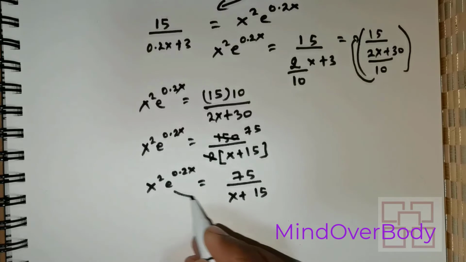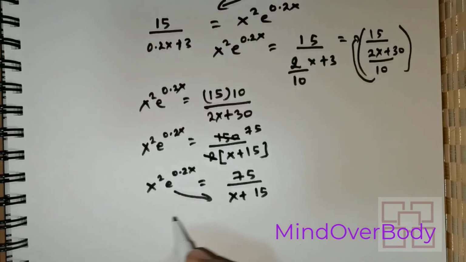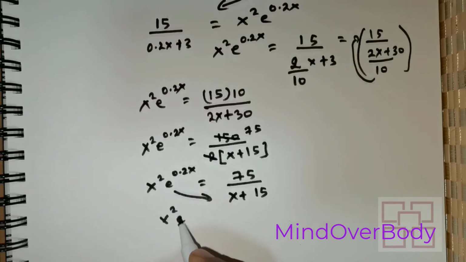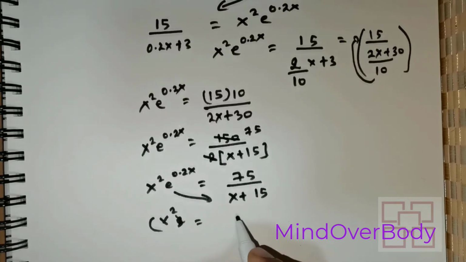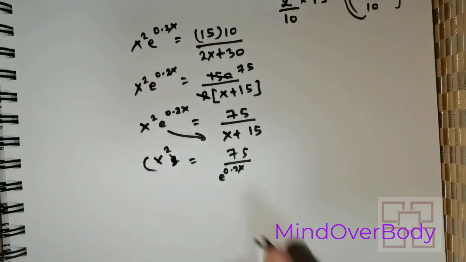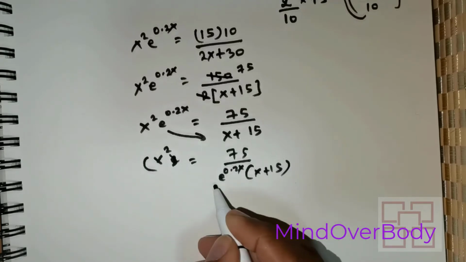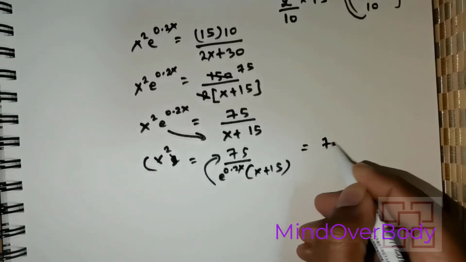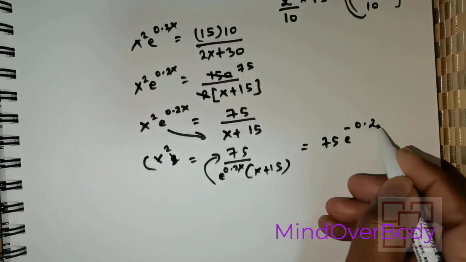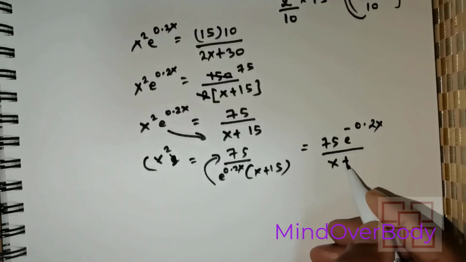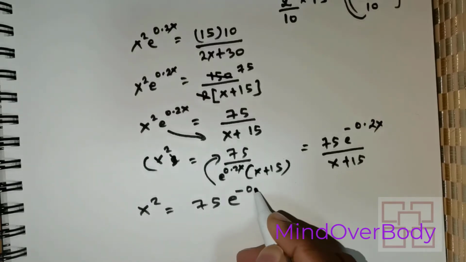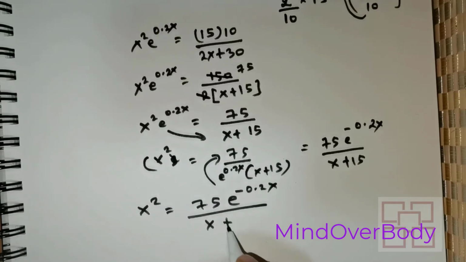Now I'm going to bring this 0.2x down. So that would mean x squared, e raised to the power 0.2x is brought down, so it's just x squared there. So this is going to be equal to 75 divided by e raised to the power 0.2 times x times x plus 15. Now I want to move this to the numerator, so that would give me 75 times e raised to the power, the positive power will become negative, so it's going to be negative 0.2 times x divided by x plus 15. So actually I've got x squared is equal to 75 e raised to the power negative 0.2 times x divided by x plus 15.